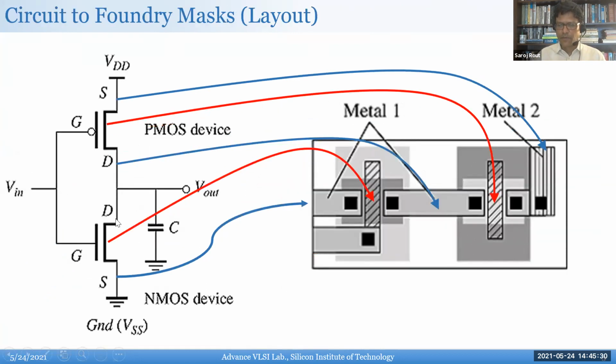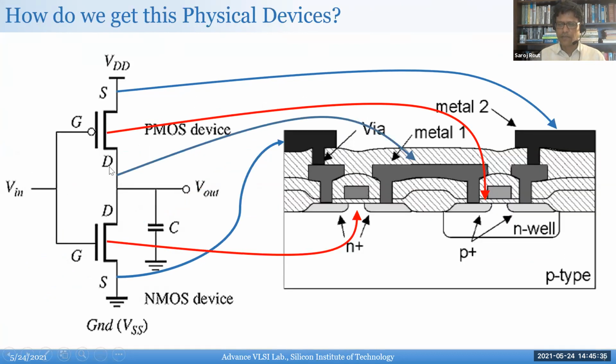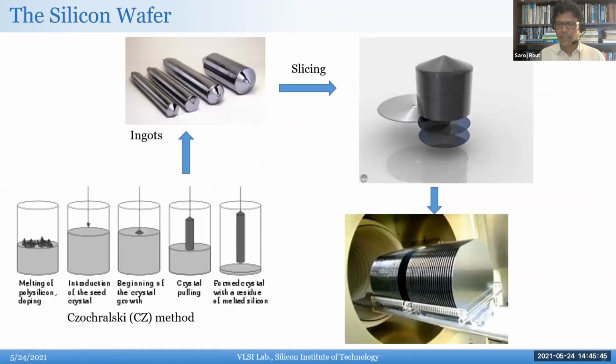So from the circuit, like I said, you have to get to this physical mask, and those physical masks will result in the actual devices after they have been fabricated. And we'll look again at the fabrication process, going through the entire thing. So the base of what we keep talking about is the wafer. The basis of doing all the monolithic devices is this wafer.